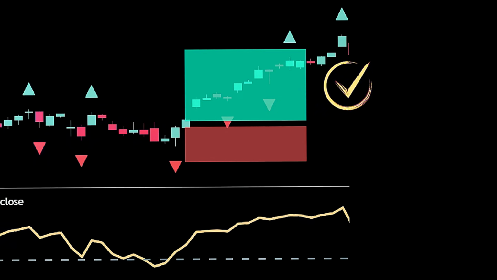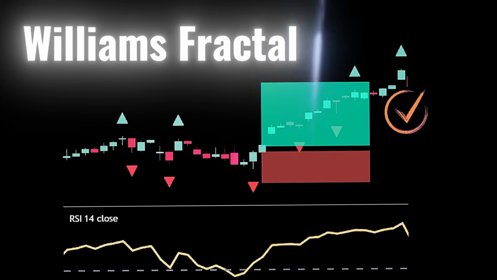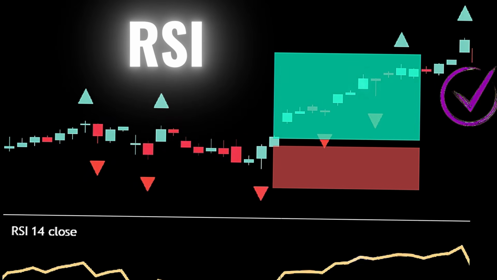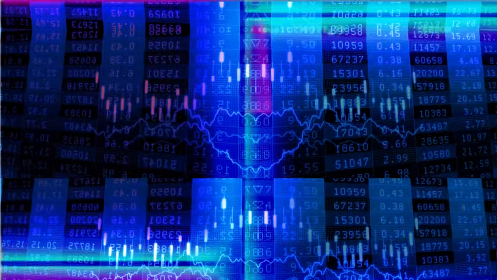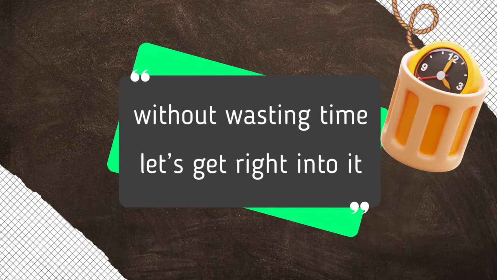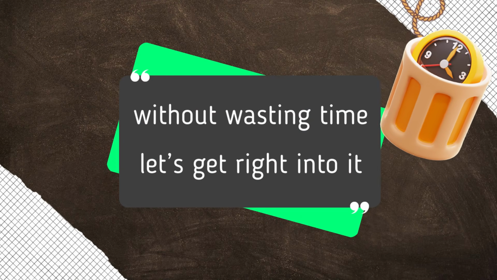In this video, I'm revealing one of the most powerful strategies that combine the Williams Fractal with the RSI indicator. This method helps you filter out bad signals and take only high probability trades. So without wasting time, let's get right into it.